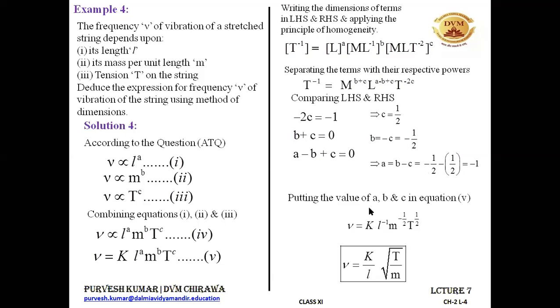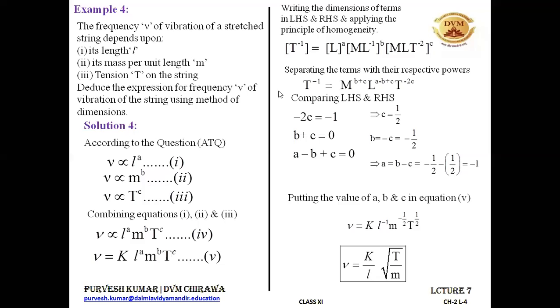Now I need to put these values in equation number 5. So the value of L to the power A is L to the power minus 1, M to the power B is minus half, and T to the power C, that is half. Now solve it up. This L will go into the denominator because it is having power minus. Similarly, M will go into the denominator, it is having power minus. But the power is half, so root of M will be there. And T is also having power half, so root of T will be there. So we can make it whole root T by M and K by L. So this is the final required expression. I hope it is clear to you, Barkha, now.